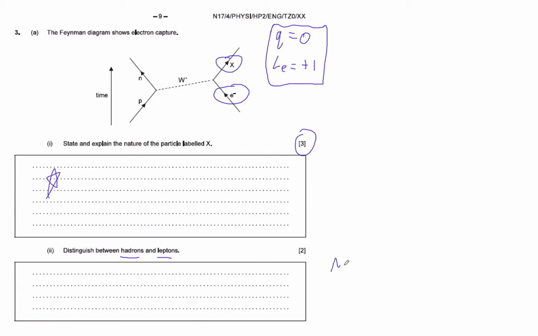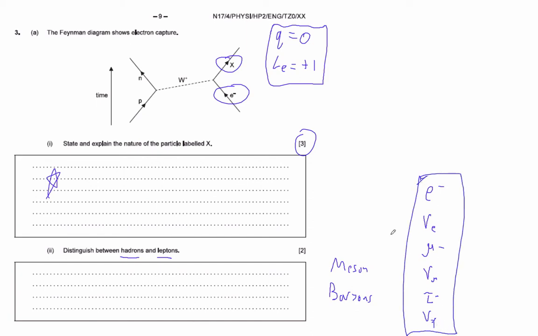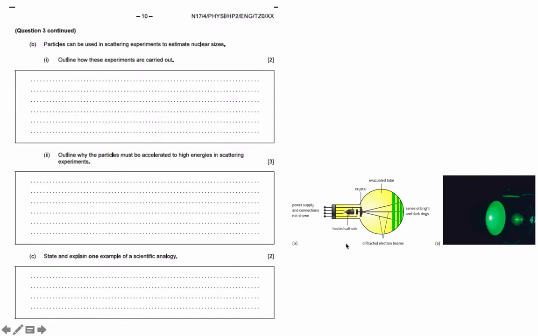Hadrons are things like mesons and baryons. Leptons are things like the electron, the electron neutrino, the muon, the mu neutrino, the tau and the tau neutrino. These are all the fundamental particles that are leptons, and then there's hundreds and hundreds of different hadrons. All right. Okay, so let's see.